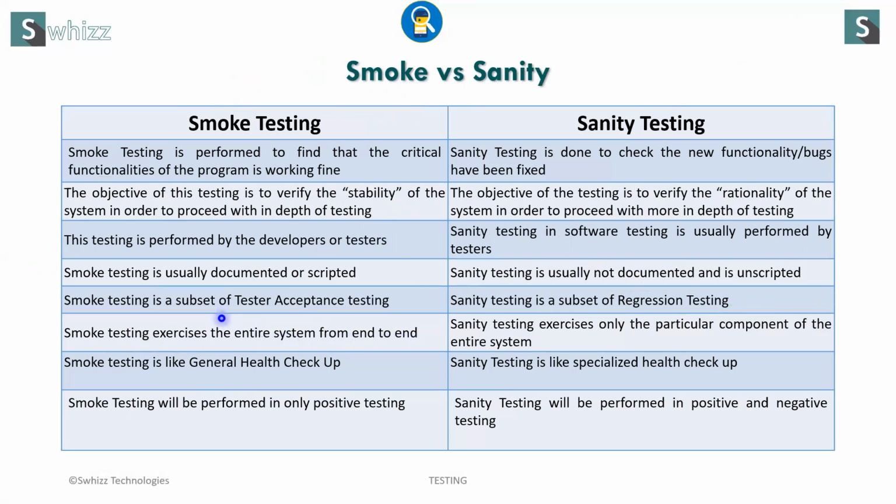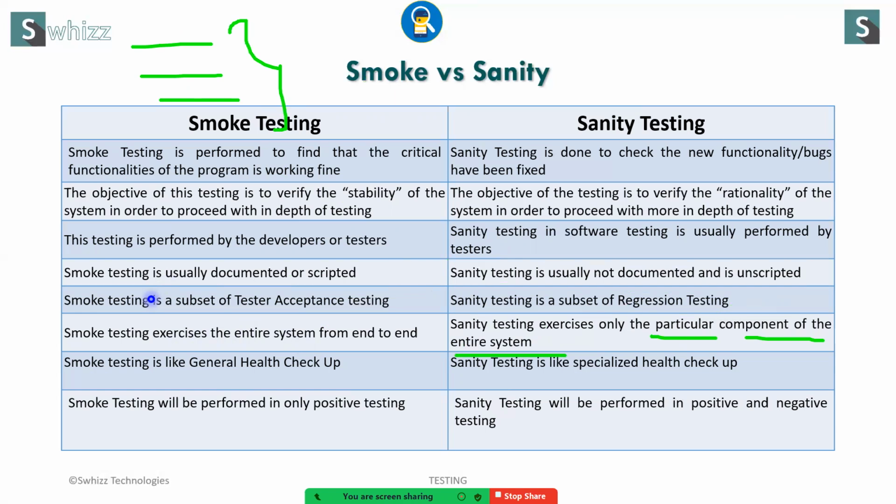Yes, so to accept that particular build, you have to focus on the entire system. What are the different critical features? What are the different modules you have? You have to focus on everything first. Okay, so sanity testing exercises only a particular component of the entire system. Smoke testing is overall, concentrating on the application end to end, whereas here it focuses on one component and concentrates on it in detail.